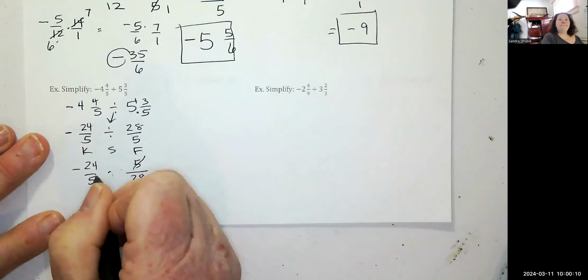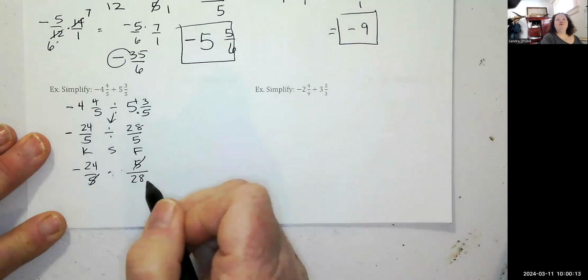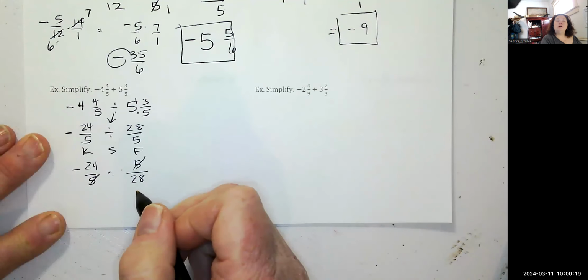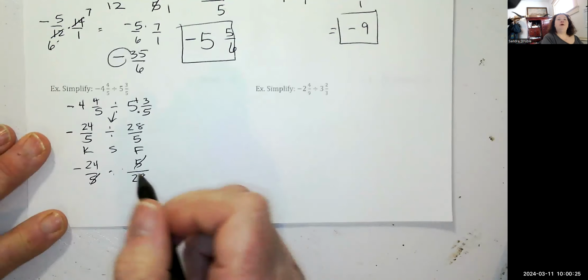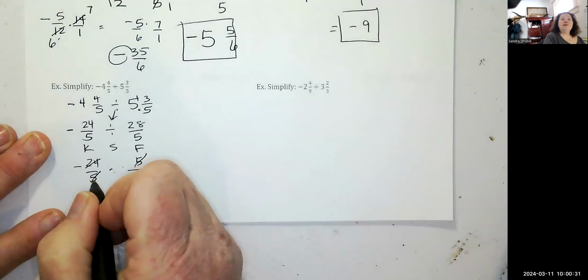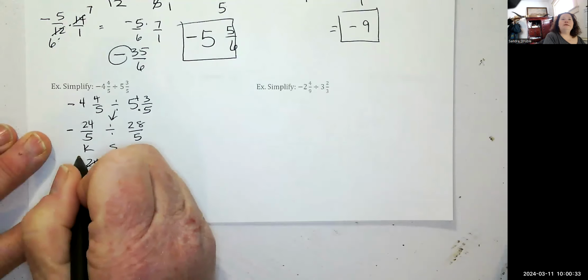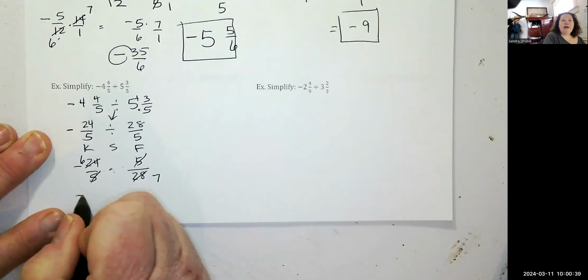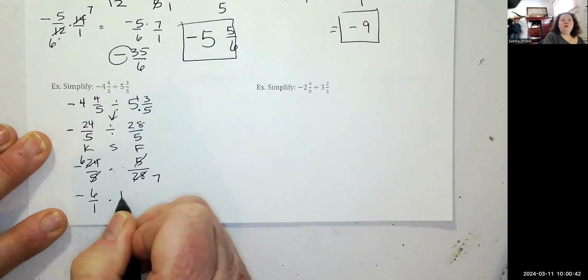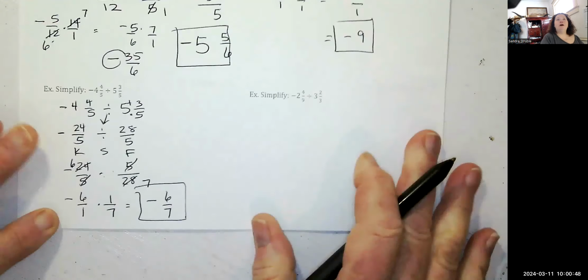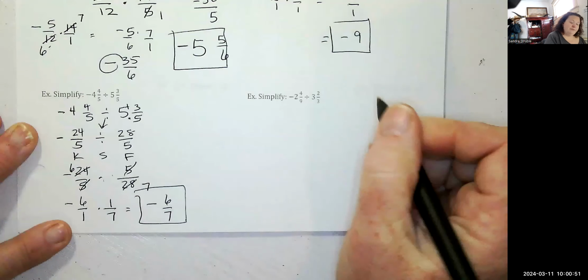Oh, I can reduce these. Boom, gone. I also see that 24 and 28 both are divisible by 2. Are they divisible by 4? 4 goes in 24. 4 goes in 28. 6? Nope. So 4 is the most I was looking at. If you only saw 2, then you would have seen later that you can divide it again. 4 goes into 24 6 times, and 4 goes into 28 7 times. So now we have -6 over 1 times 1 over 7, which is -6/7. That is our answer. Not improper, so I'm going to circle that.